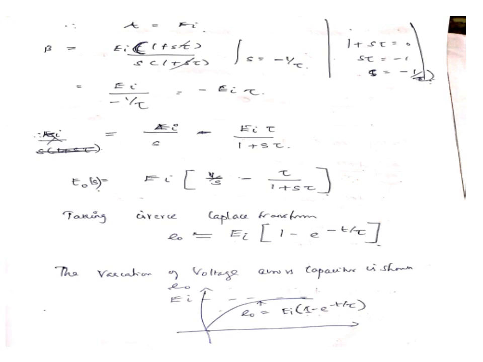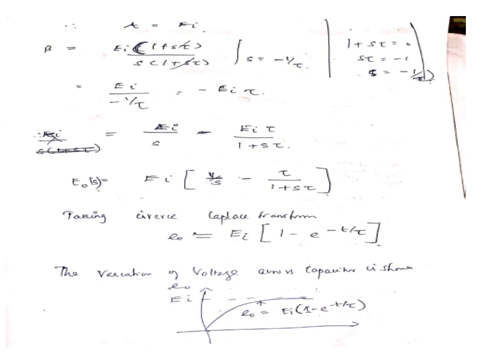For B, that is cross multiplying, like in the previous case, EI by S into 1 plus S tau in the numerator, and the same in the denominator get cancelled. And for S, I have to substitute minus 1 by tau, which is giving the value for B equal to minus EI. So now we have to substitute these values in the equation. We will be getting EI by S minus EI by S plus 1 by tau.